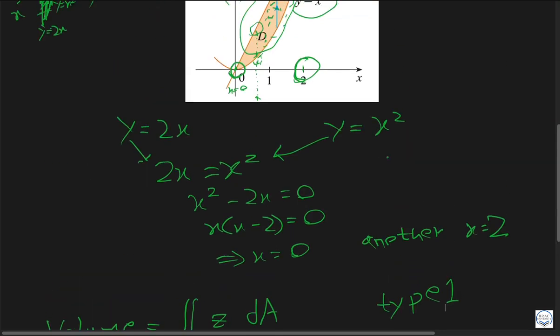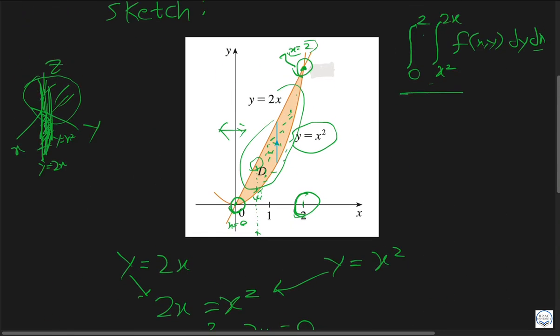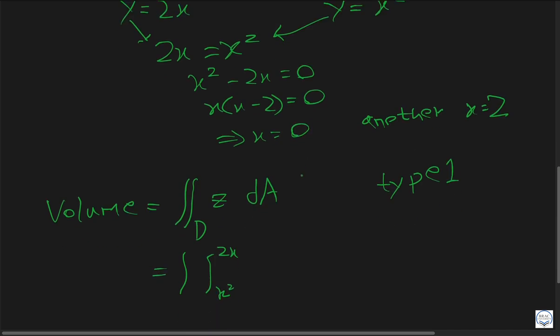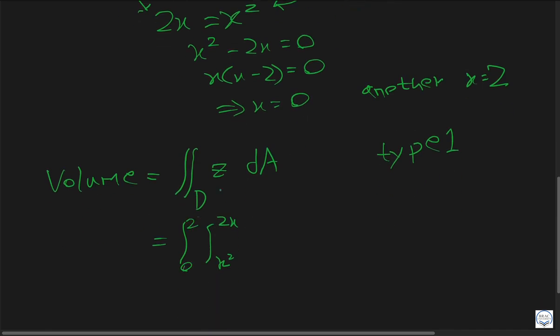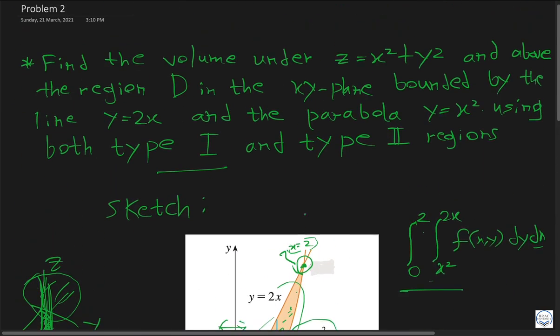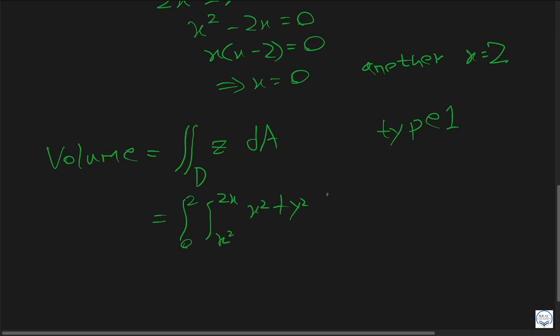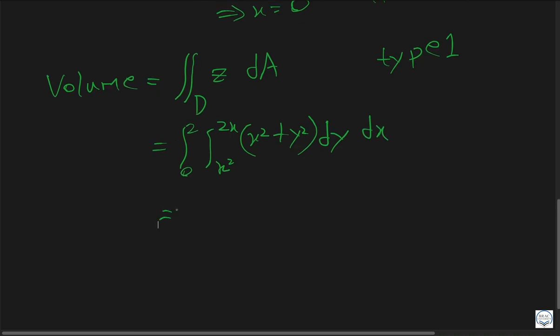And we have already established that if we do it in a type 1 domain, we will have this particular set of limits: x squared to twice x, then 0 to 2. And our z is x squared plus y squared, times dy dx. We do the y integral first, as it's a type 1 region, and then we do the x integral. Great.